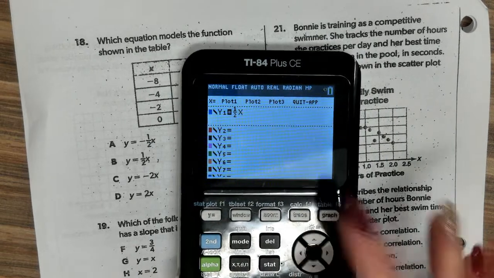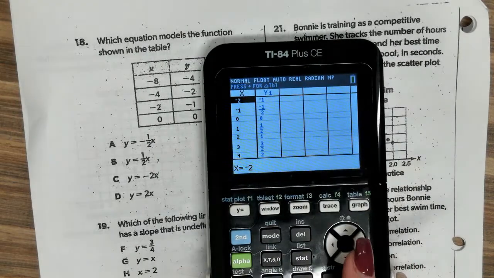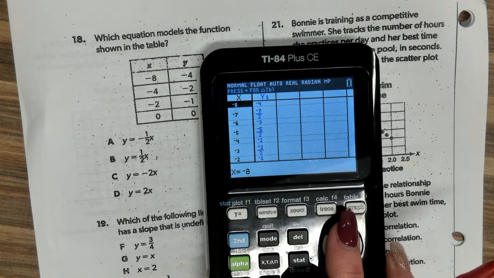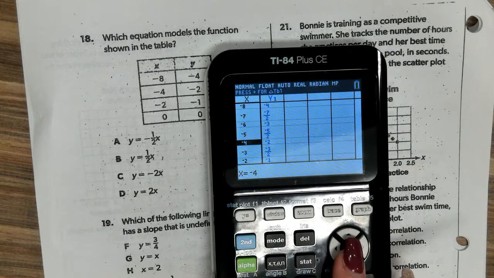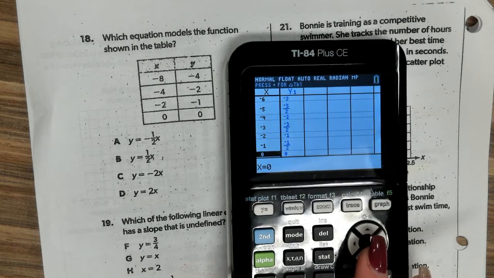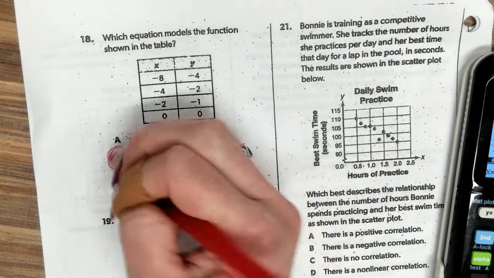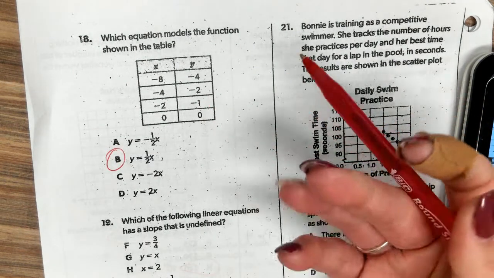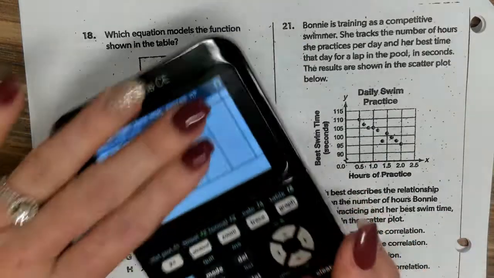And I went to the table to see which table matches. So I went to -8, and -8 was at -4. -4 was at -2. -2 was at -1, and 0 was at 0. Yeah, I mean, you could see it visually too, but not everybody can do that. So this is the, can't fail you.